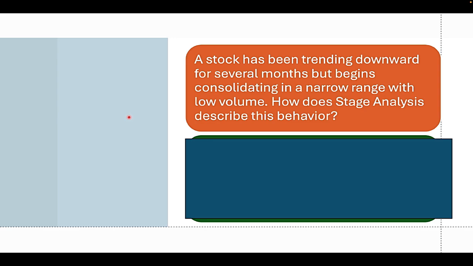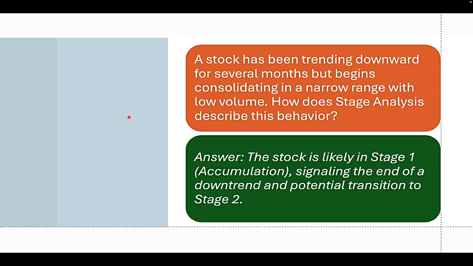So what is the behavior in terms of stage analysis? Yes, it is obviously stage one. The stock is likely in stage one, signaling the end of the downtrend and potentially a transition to stage two. If the consolidation breaks upward, then stage two can be confirmed.